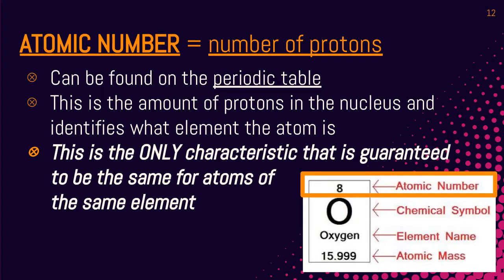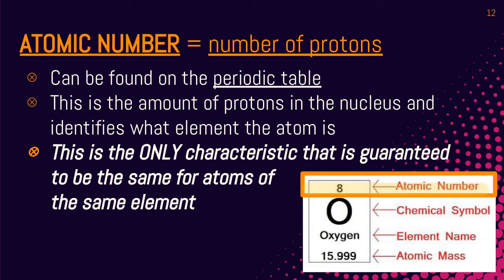Atomic number is our number of protons, and we already know from earlier the number of protons is what gives something its identity. You can find this on the periodic table. We can see here it's the whole number, usually at the top of the periodic square. And this is the amount of protons in the nucleus, and it gives it its identity. So in this case, we're seeing oxygen as our example. Oxygen has an atomic number of 8. That means any atom in the entire universe that has 8 protons is always oxygen.